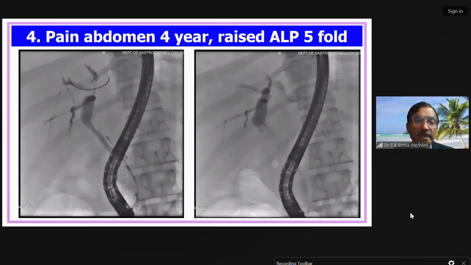So again, this is a benign biliary stricture. There is no bile leak. The tracking which was seen is false.